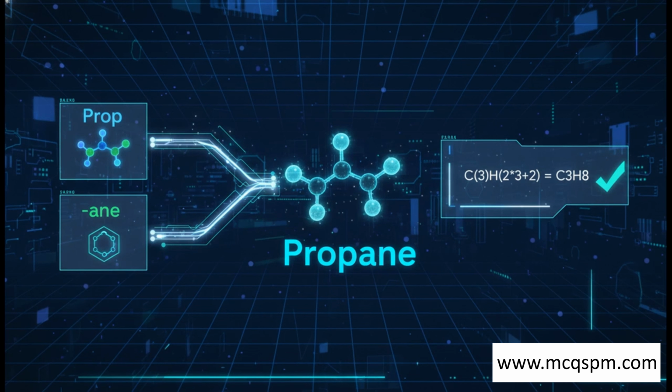All right, let's put the code into action. Let's say we have an alkane, and it has 3 carbon atoms. We just look at our tables. The root for 3 carbons is prop. The suffix for the alkane family is ane. You just stick them together and boom, you get propane. It's that simple. And we can even double check with our general formula from before to find its molecular formula is C3H8. It all connects.